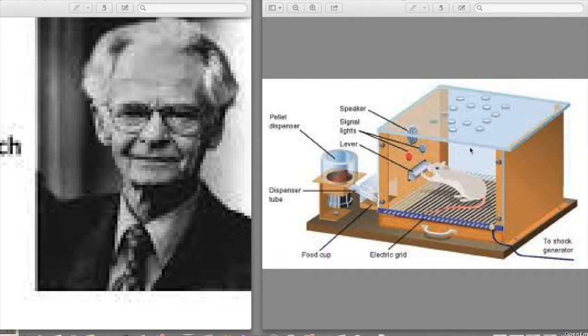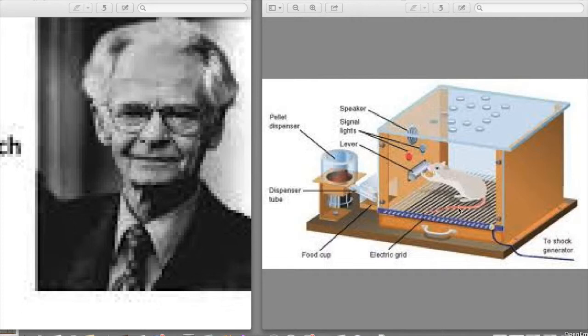He'd put the rat in the box, the rat would just walk around, and it would accidentally hit this lever. And when it hit the lever, a piece of food would come out. So the rat eventually would learn that by hitting the lever, a piece of food would come out, so he'd get a snack. And that's positive reinforcement.